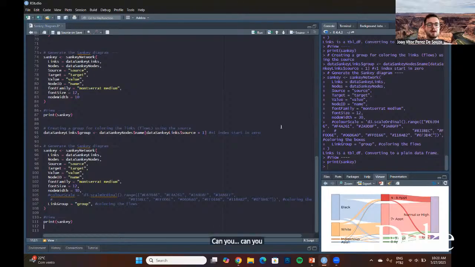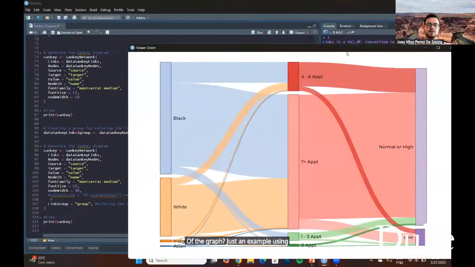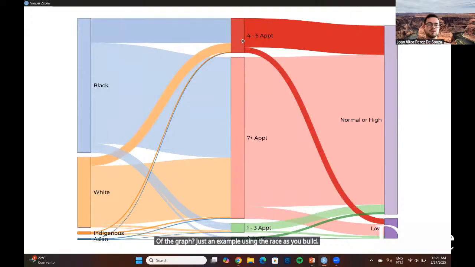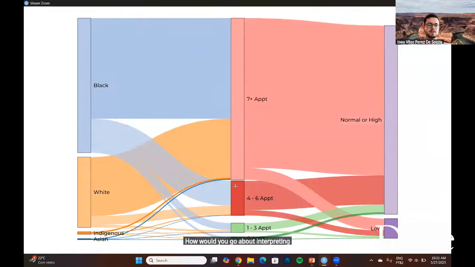Can you show us, Gabi, a little bit of the interpretation of the graph? Just an example using the race as you build. How would you go about interpreting the relations?